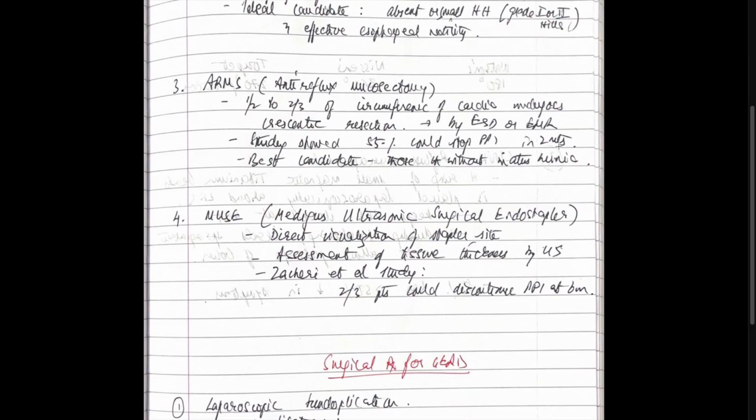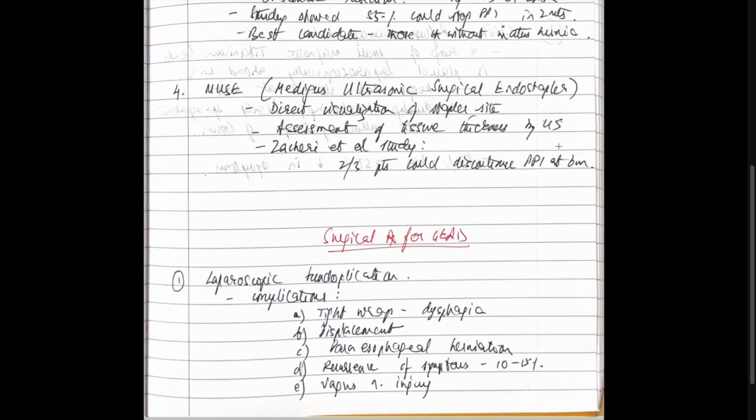The MUSE procedure, or the Medigus ultrasonic surgical endostapler. There is direct visualization of the stapler site. You can assess tissue thickness by an ultrasound before doing the stapling. Zachary et al. study showed 2/3 of patients could discontinue the PPI at 6 months.